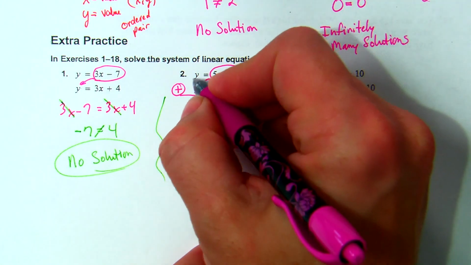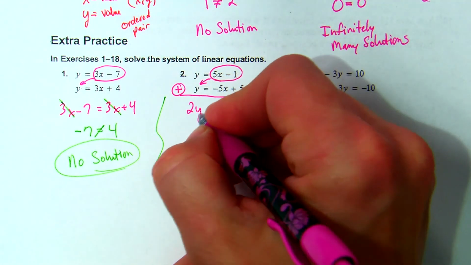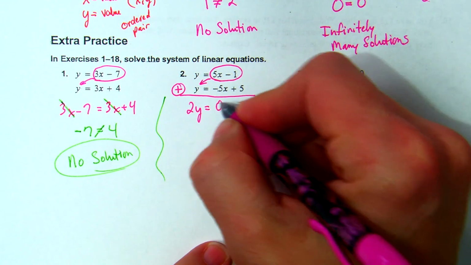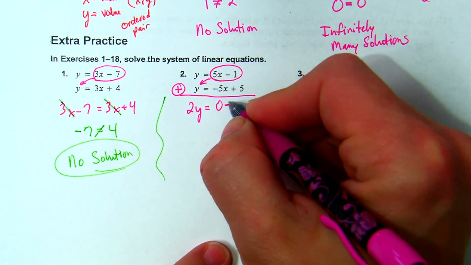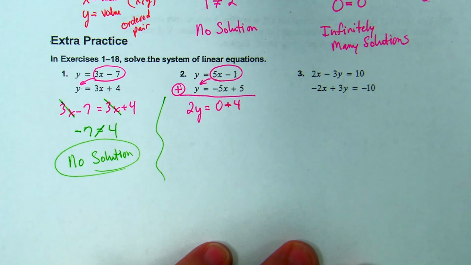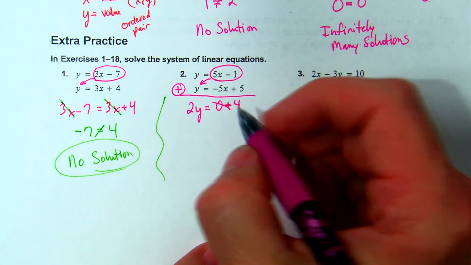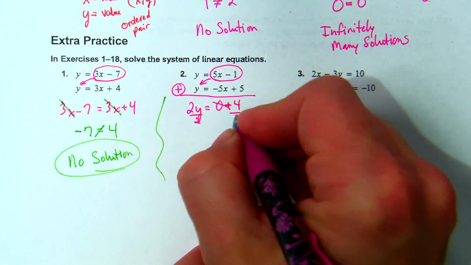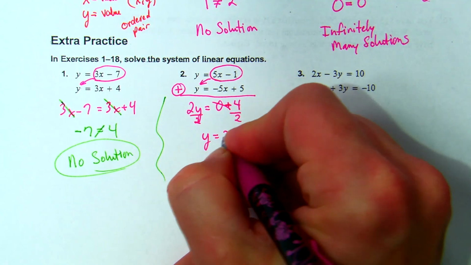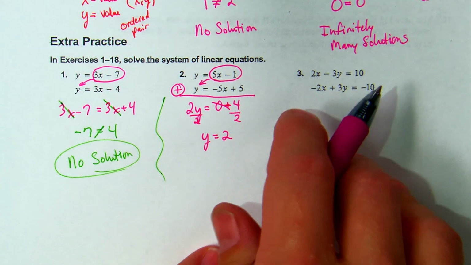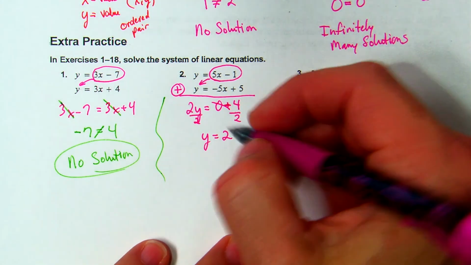And when I do, y plus y will be 2y. 5x plus a negative 5x will be 0. And then negative 1 plus 5 will be a positive 4. So then 2y equals 4 because the 0 just goes away. I'll divide by 2 on both sides, and y is going to equal 2. Now we've been able to find a value for y, and subsequently we will be able to find a value for x. So this is going to be a situation where we have one solution.